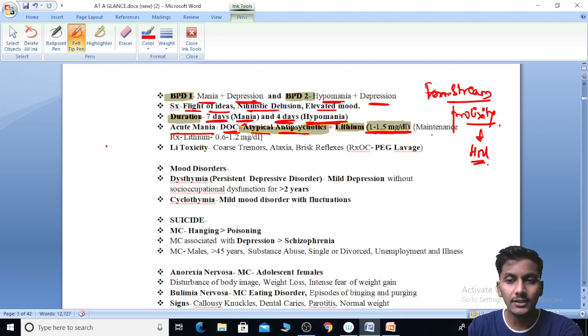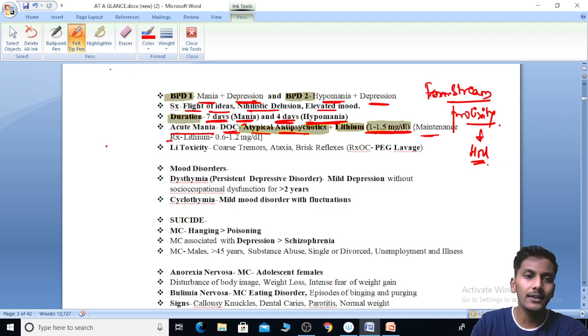If we need to put the patient on maintenance therapy, okay, the acute episode of mania has resolved and now we need to just maintain the patient. So in cases of maintenance therapy, what will the lithium dose be? Lithium should be 0.6 to 1.2 milligram per deciliter. Maintenance therapy, 0.6 to 1.2 milligram per deciliter, whereas in acute episodes, 1 to 1.5 milligram per deciliter.